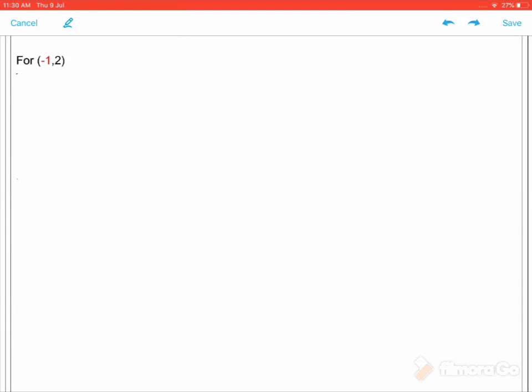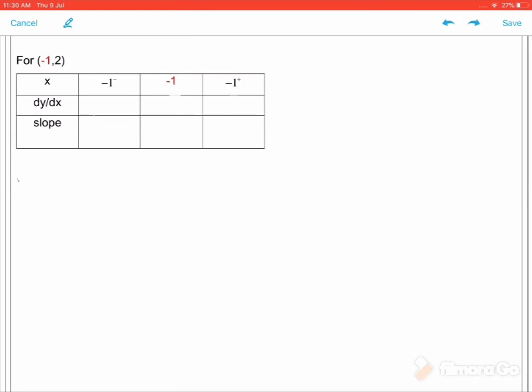For (negative 1, 2), we'll use the same steps to solve the equation. Okay, first of all, we'll draw a table, and then we'll put x negative 1 at the middle column. So we'll test a value. When we substitute a number less than negative 1 into our dy/dx, we'll get negative. When we substitute negative 1, we'll get 0. When we substitute a number greater than negative 1, we'll get positive.